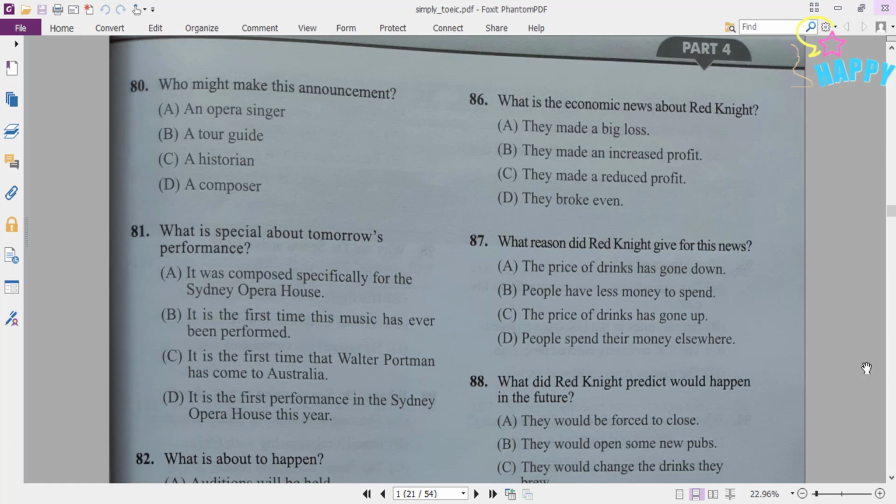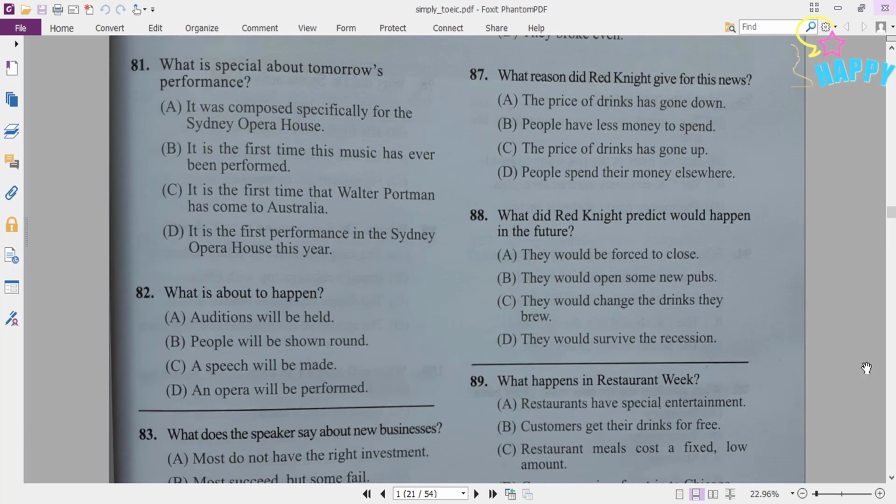Question 80. Who might make this announcement? Question 81. What is special about tomorrow's performance? Question 82. What is about to happen?